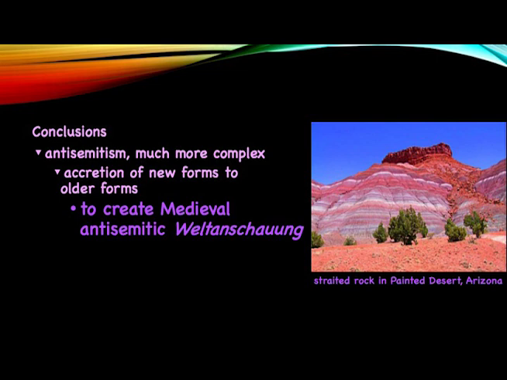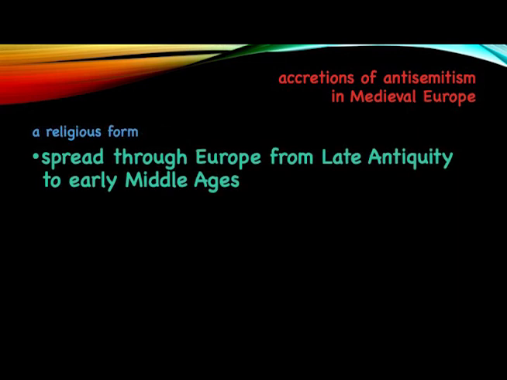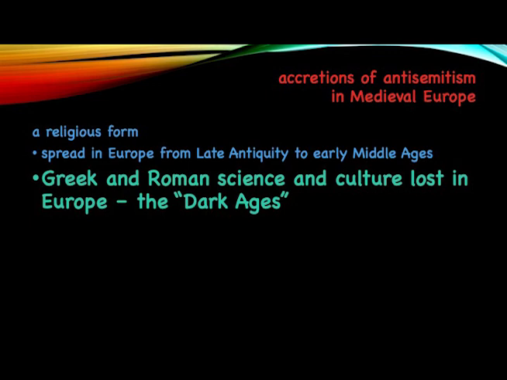Let's review this process of accretion. You will recall that religious anti-Semitism emerged in the Mediterranean basin during the 4th and 5th centuries CE. From late antiquity through the early Middle Ages, this Christian form of anti-Semitism spread through Europe with the conversion of Germanic and other tribes to Catholicism and with the creation of early medieval kingdoms. During this transitional period, Catholic elites lost the vast knowledge known to the ancient world or never acquired it. Thus, most of the medical, scientific, and cultural knowledge of the Greeks and Romans was lost to Europeans. This is why some historians still use the term the Dark Ages to refer to the first part of the Middle Ages.